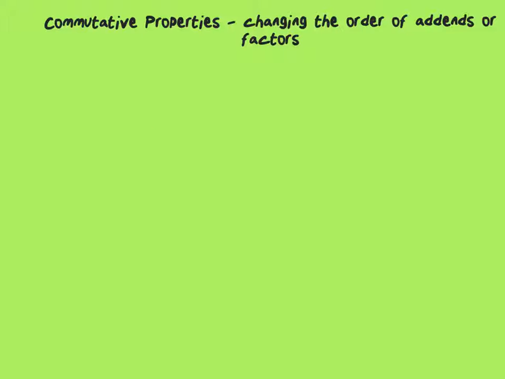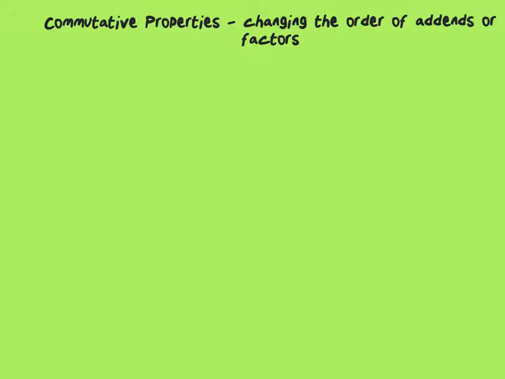We need to know a few properties to make this work, so let's go over a few of those right now. The first one is commutative properties, and remember we're just dealing with addition and multiplication. We're not dealing with subtraction and division. These only work for addition and multiplication. So commutative properties is when you change the order of add-ins in an addition problem or factors in a multiplication problem. So let me give you an example.